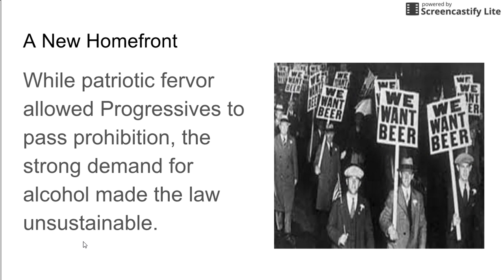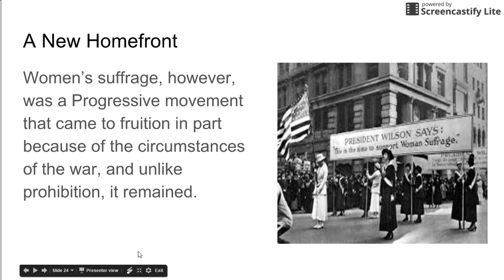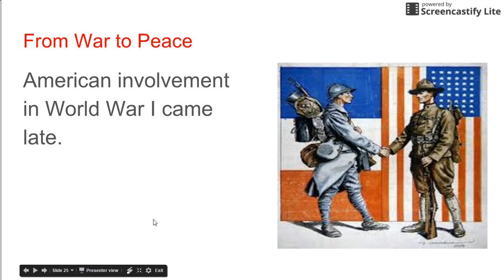While the patriotic fervor allowed progressives to pass prohibition, the strong demand for alcohol made the law unsustainable. Women's suffrage, however, was a progressive movement that came to fruition in part because of the circumstances of the war, and unlike prohibition, it remained. Next heading is entitled From War to Peace.